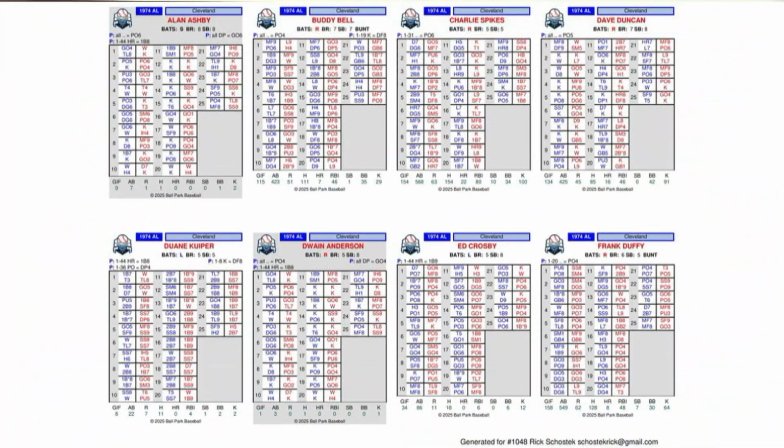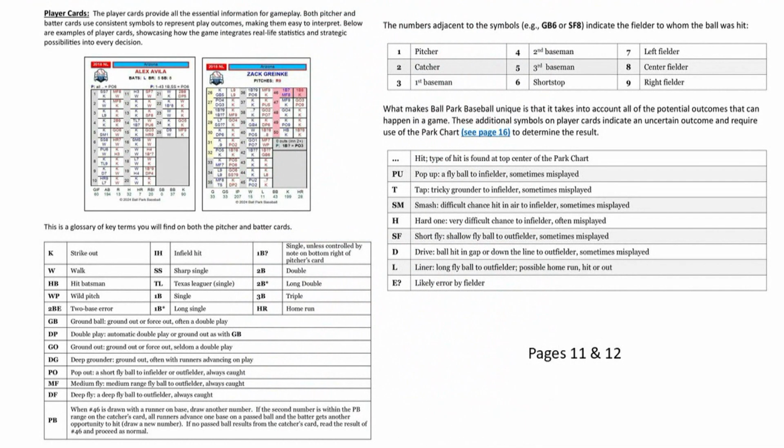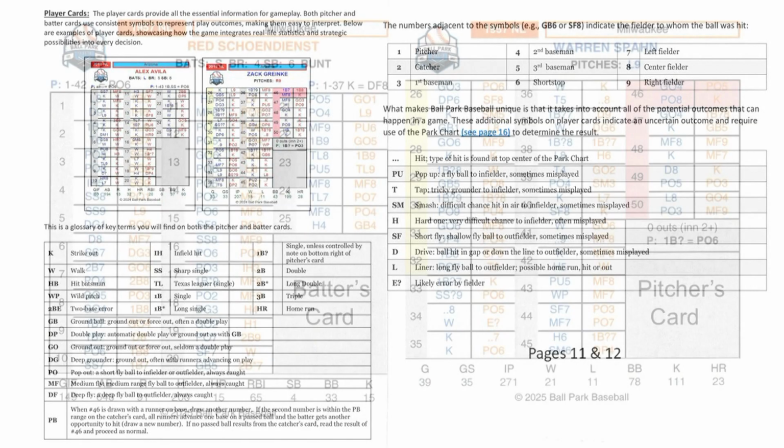The third element of the game is the player cards. Now, these are available to you as either 8 per page or 4 per page if you prefer a larger font. The batter cards are single-sided, while the pitcher cards are double-sided because pitchers can also be hitters. As we mentioned in the first video, the glossary for definitive and uncertain outcomes on the player cards is found on pages 11 and 12 of the playbook.